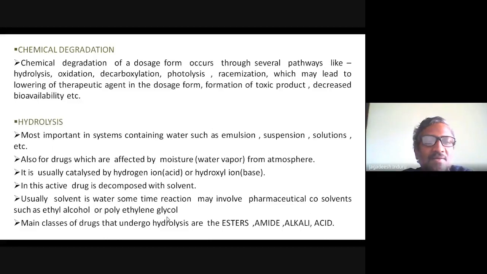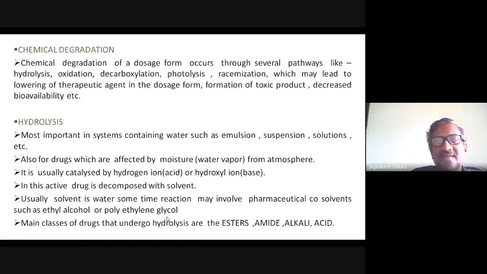In this case, the drug is decomposed by the solvent, so we remove the solvent water and replace it with another non-aqueous solvent like oil. That helps to improve stability, because we are not adding water. So we prepare an oily suspension or oily solution. That does not contain any water, so hydrolysis will be avoided.